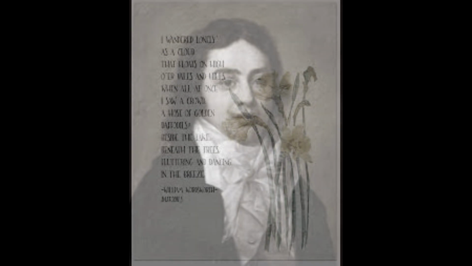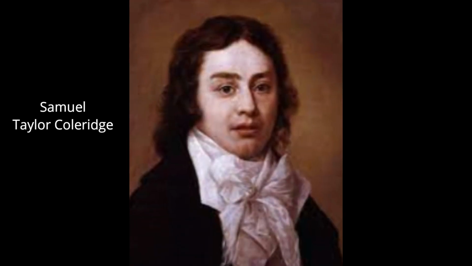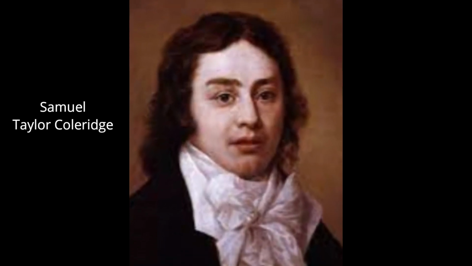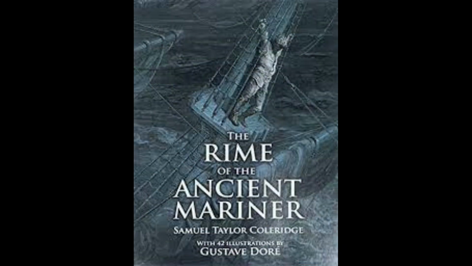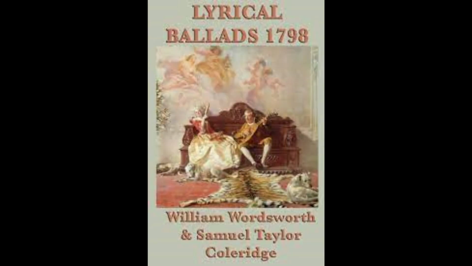I wandered lonely as a cloud that floats on high o'er vales and hills, etc., etc. And Samuel Coleridge, he of the famous opium addiction. They didn't have their troubles to seek, the Romantics, half the time. He wrote, of course, Kubla Khan and The Rime of the Ancient Mariner. Together they wrote a really famous collection of poems called Lyrical Ballads.